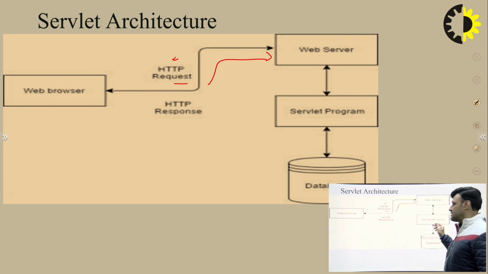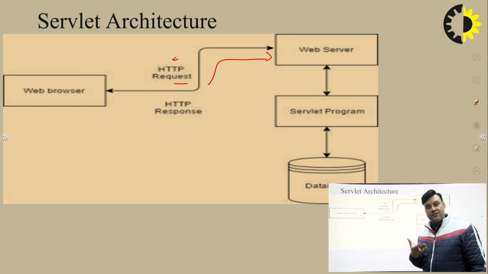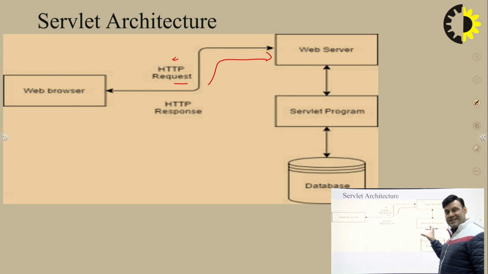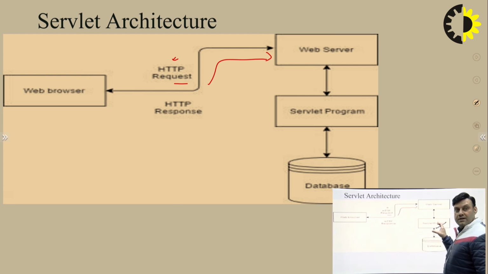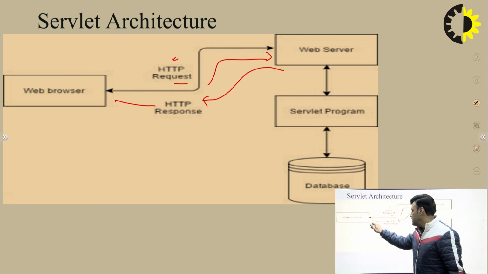Then there is some servlet program. As we have told, this servlet program is a Java program, right? And it is programmed at the server side. So there is some program, and that program will handle that request, process that request. After processing that request, with the help of this program, the information will be retrieved from the database, and in response, this server will generate a response to the web browser.